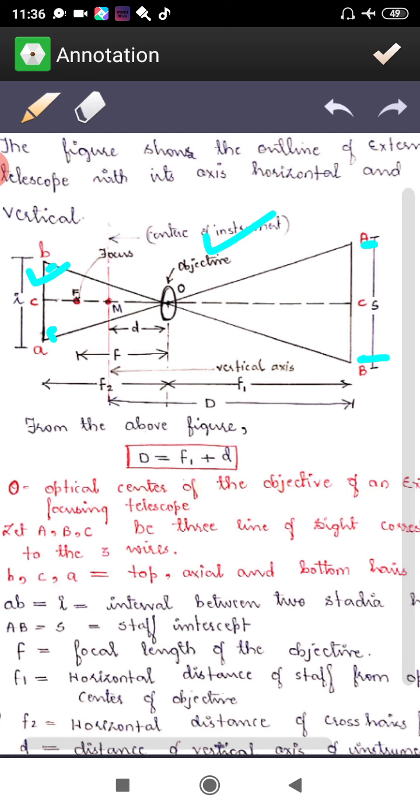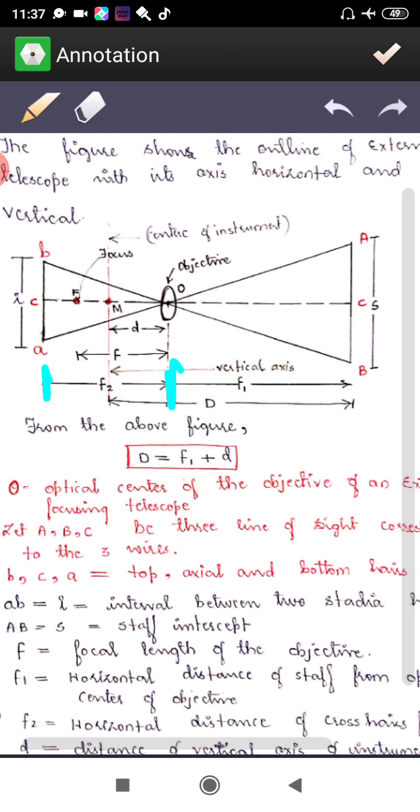Then what else remains? F is the focal length. Here you can see this F is the focal length, the distance from the optical center. Then F1 and F2. F1 is the horizontal distance of staff from the optical center to the object. And F2 is the horizontal distance from the crosshairs to the optical center. This is going to be F2.